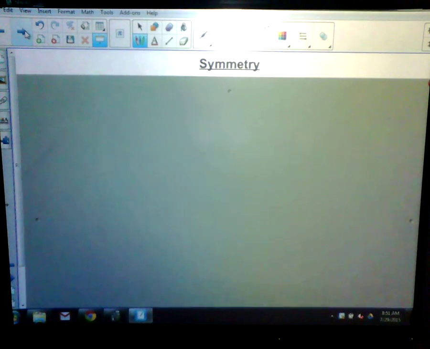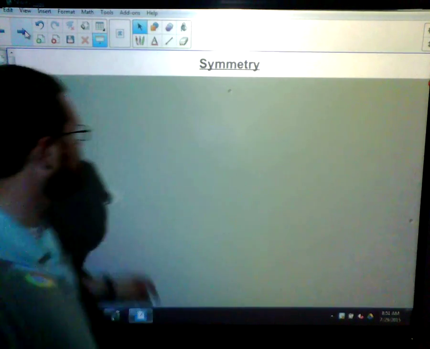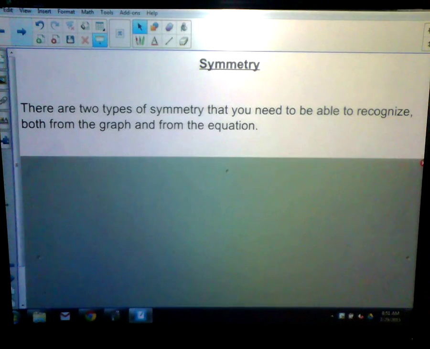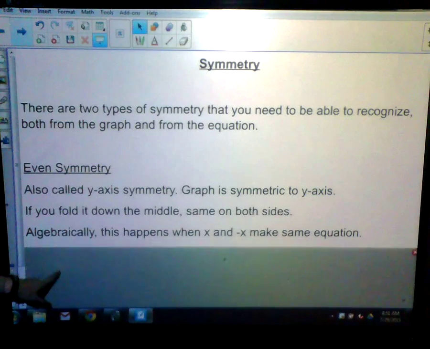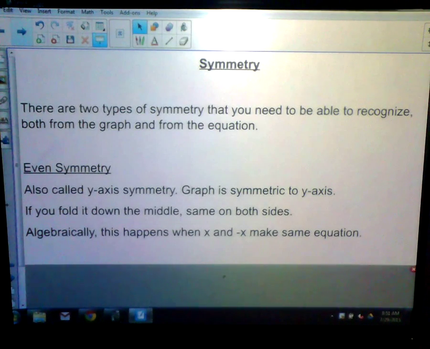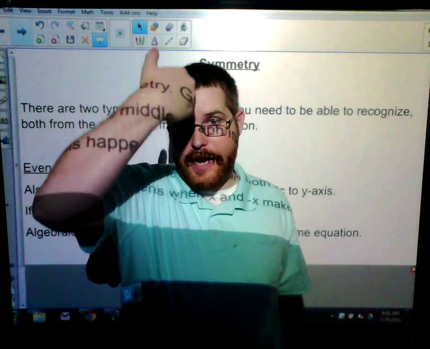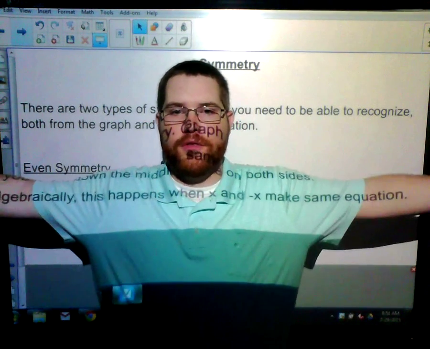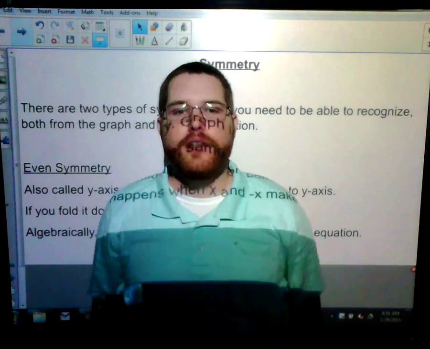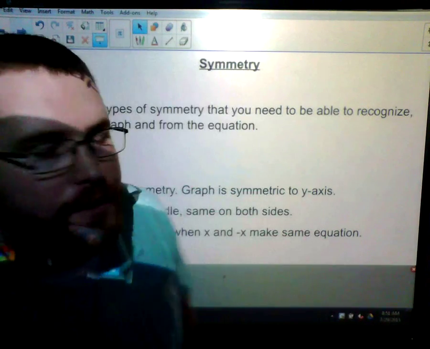Let's talk about symmetry. Symmetry is pretty easy. There's two types. You need to be able to recognize both from the graph and the equation. Even symmetry. Even symmetry is also called y-axis symmetry. It means the graph is symmetric to the y-axis. People are generally even symmetry. If you drew a line right down the body, they're the same on both sides. If you folded them in half, they would look the same. That's even symmetry.